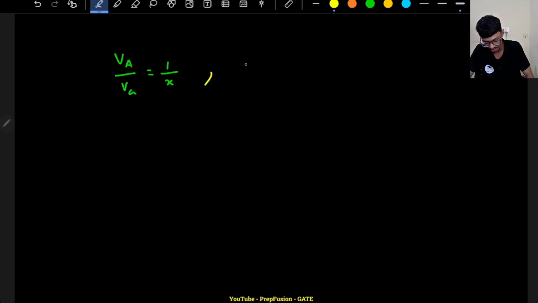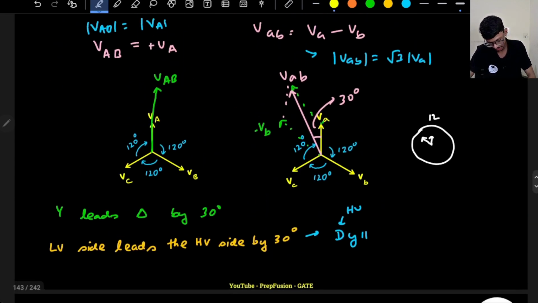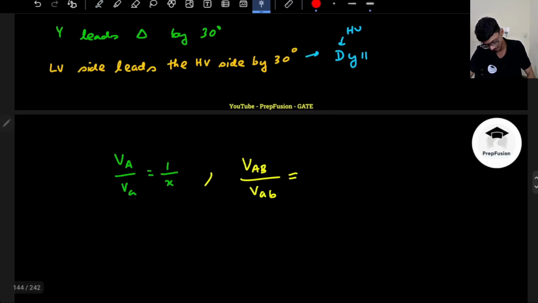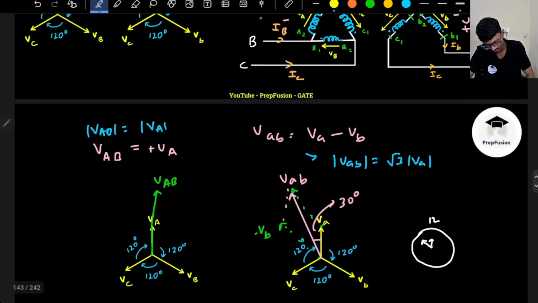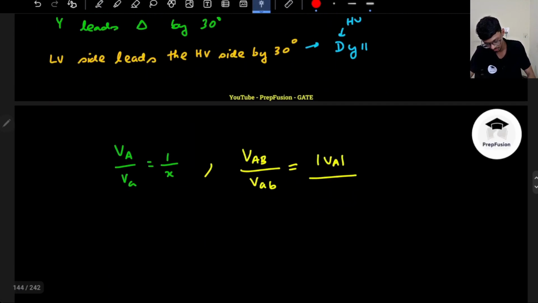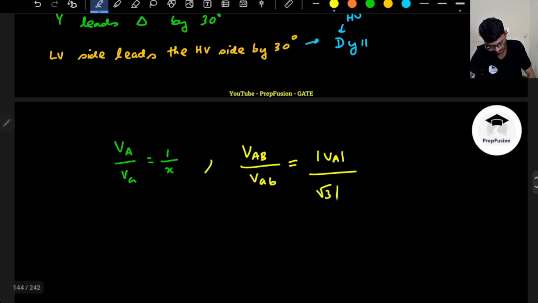Okay, I have to find out the ratio of capital VAB upon small VAB. So capital VAB is what? Capital VAB is capital VA only. What is small VAB? Small VAB is root 3 times small VA. So this ratio is 1 by x. So my transformation ratio becomes 1 by root 3 x.